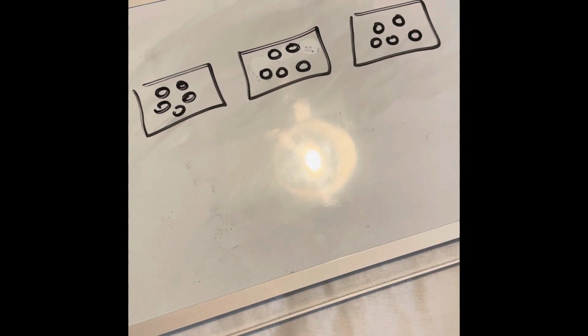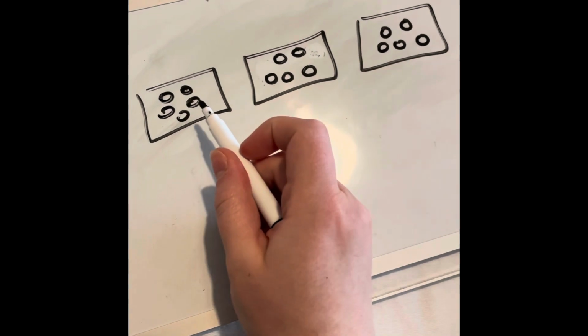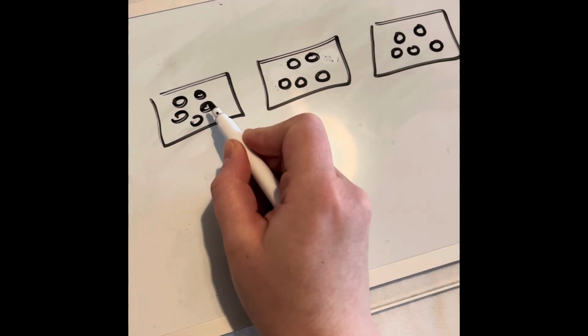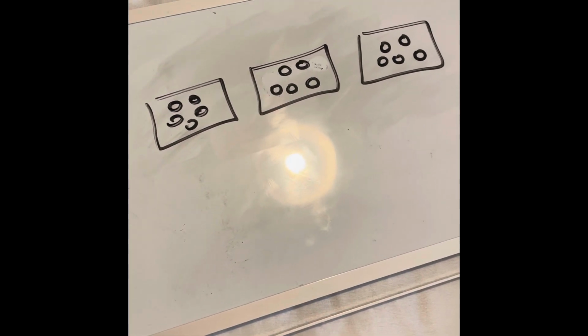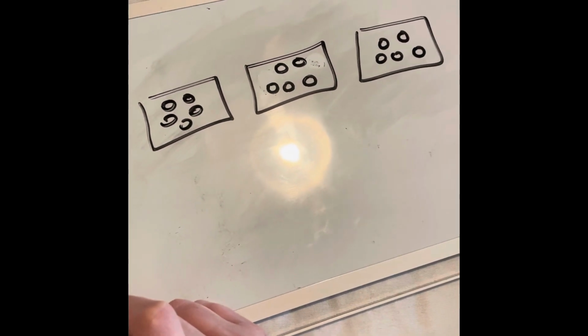So this time there are 3 trays, so there are 3 groups, and they're equal groups because there's the same amount on each tray. And there are 1, 2, 3, 4, 5 cookies on each tray. So there are 3 groups of 5. So let's do repeated addition first.